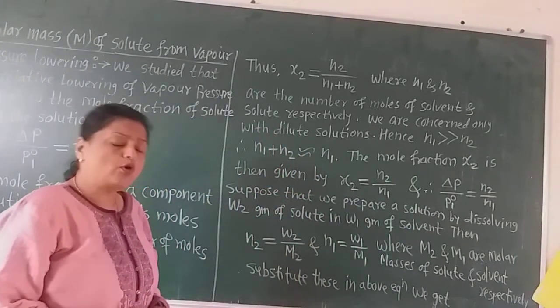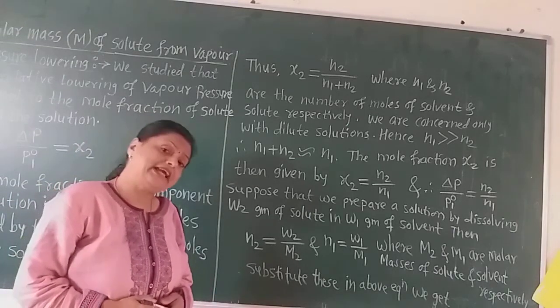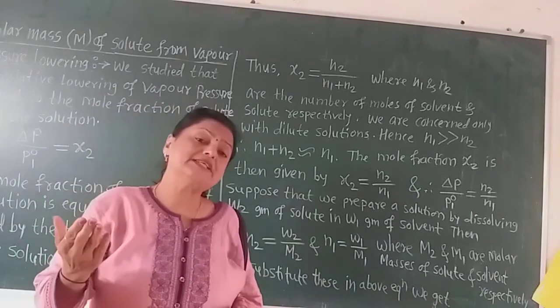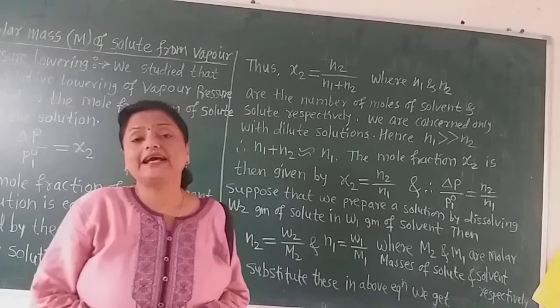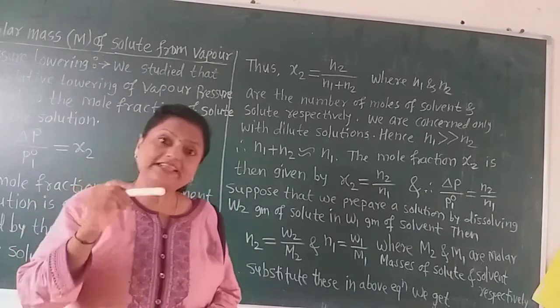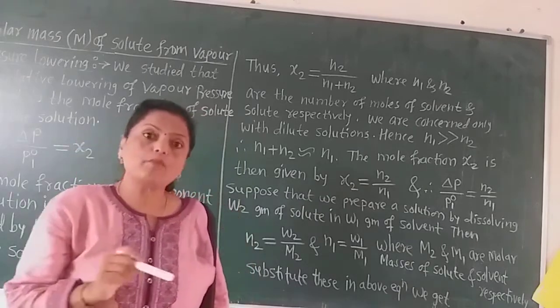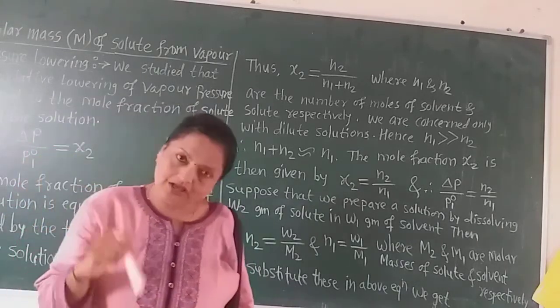Now how can we calculate the number of moles? In the 11th standard we calculate the number of moles as the weight of the substance in gram divided by its molecular weight. N is equal to W divided by M. That is, the number of moles is equal to the weight of the substance in gram divided by the molar mass of that substance.